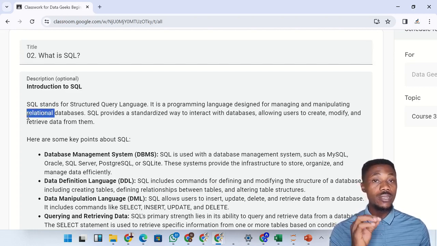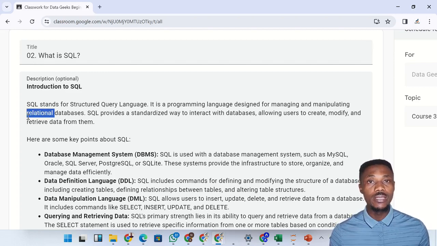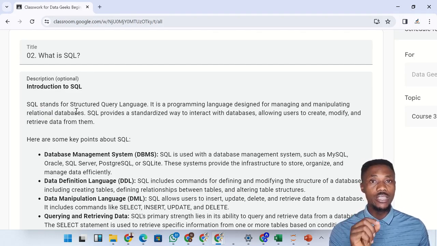This is the keyword: relational databases. It means that SQL can't be used to manipulate non-relational databases. It is specifically for relational databases. So what do we mean by a relational database? We'll see that in a short while.